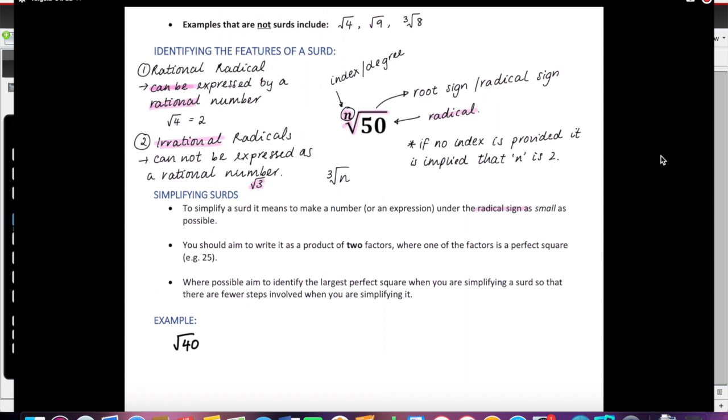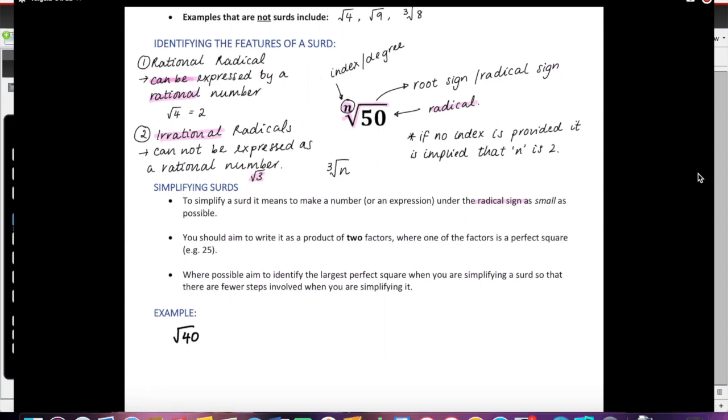These are just some of the numbers we suggest using when you are trying to simplify a surd. And where possible, aim to identify the largest perfect square possible when you are simplifying a surd, so that there are fewer steps for you when you are going to simplify it. So if we take a look at this first example that I've written, we want to simplify the square root of 40.